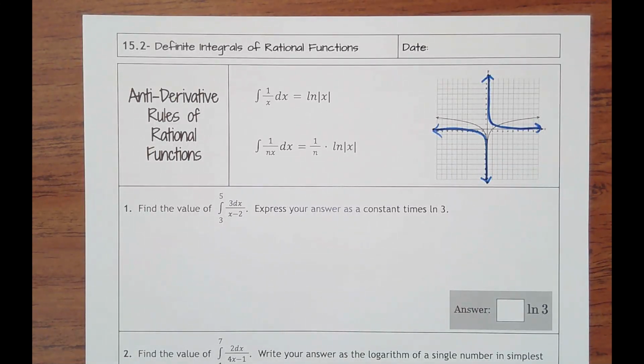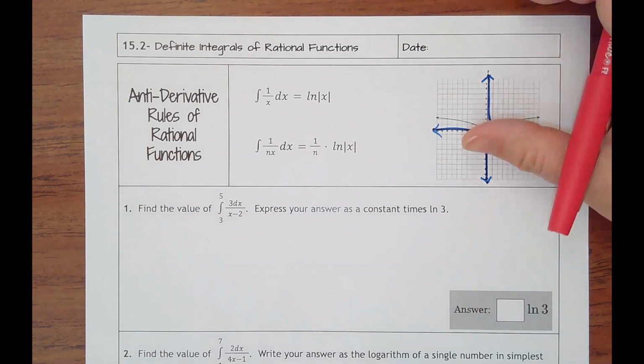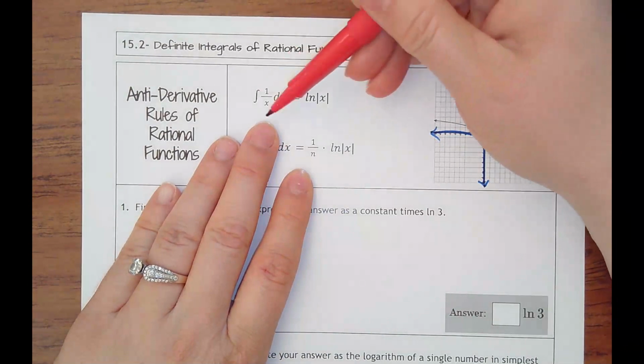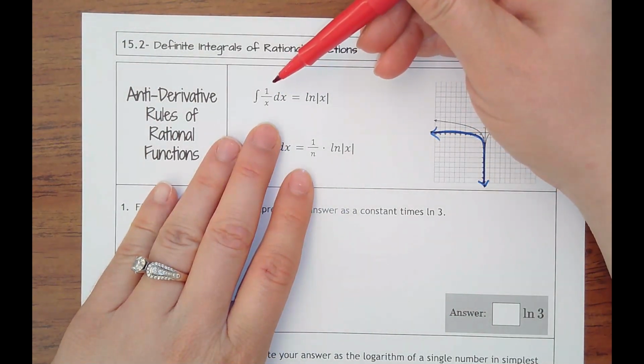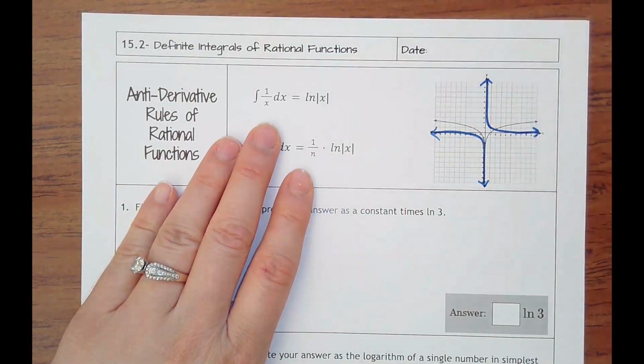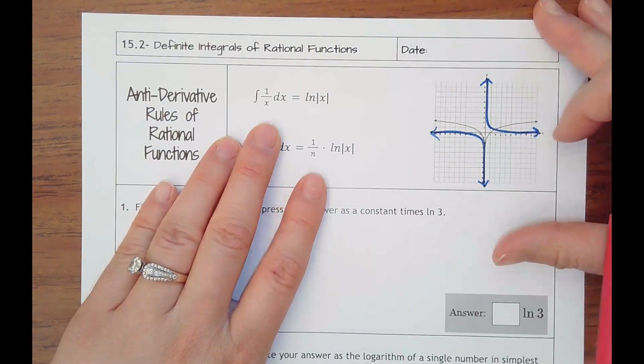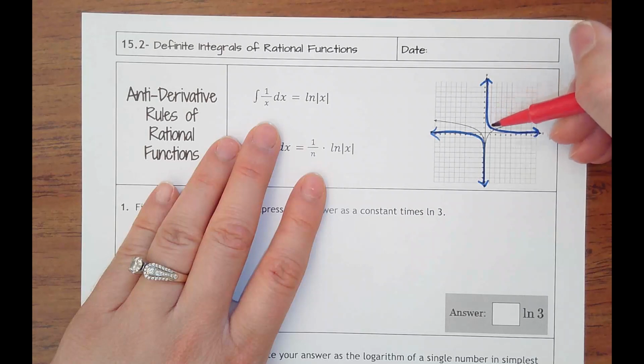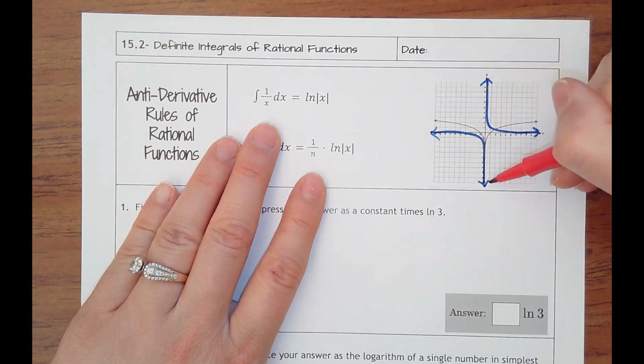Lesson 15.2 is find the definite integral of rational functions. And rational functions are just fractions where x is in the denominator. And so the basic one is 1 over x. This is called the reciprocal function. It's got a parent poster on my wall. And here's the graph of it as well. I put it in blue. So it makes these two curves, one in quadrant 1 and one in quadrant 3.